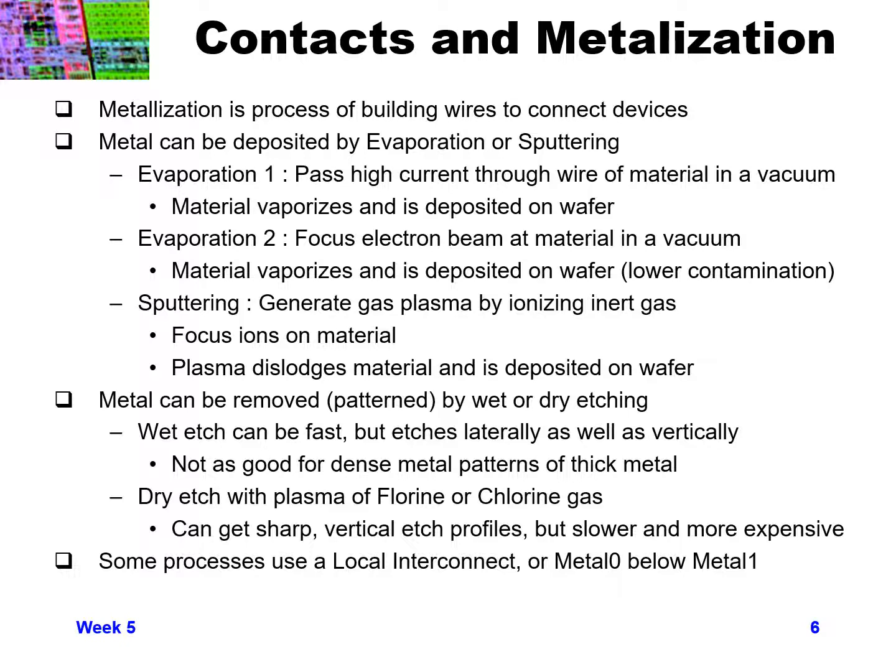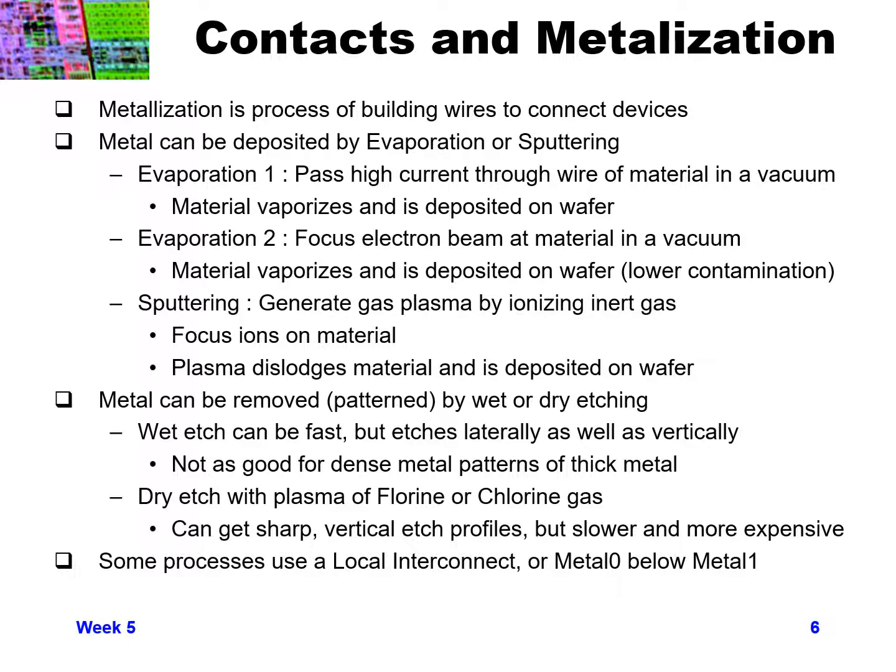And then the third way of doing metallization is what is called sputtering. So in sputtering, what you do is you generate a gas plasma by, instead of having your wafer in a vacuum, you have your wafer in a chamber with an inert gas, but then you ionize that gas, and then you focus those ions on the material that you want to deposit on the wafer.